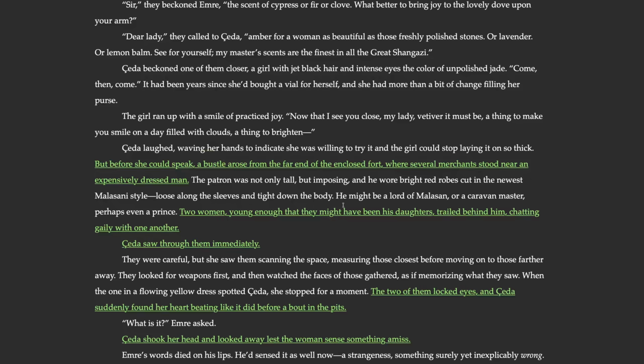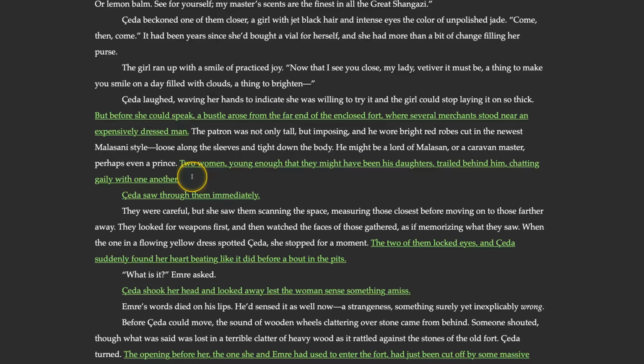The kings don't get out a lot, and some of them feel cooped up in the palaces that they have on this mountain in the middle of Sharakhai. And so some of them sneak out in disguise just to experience the city that they used to walk around freely in. And so Cheta thinks he might be a lord of Malasan or a caravan master, perhaps even a prince. Just trying to give a sense of flavor here and just how expensive his clothes are.